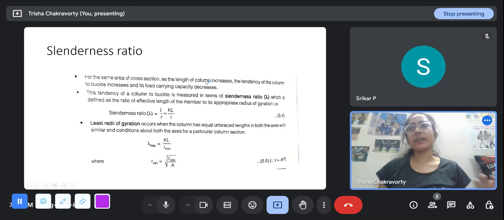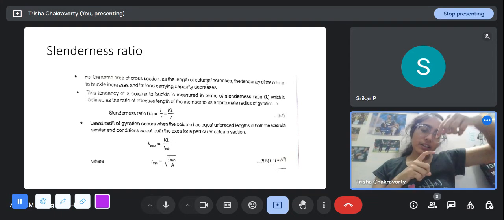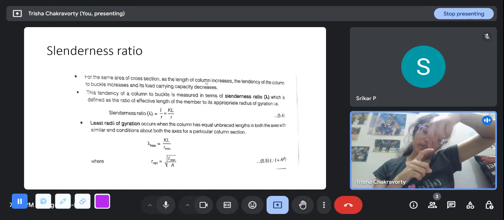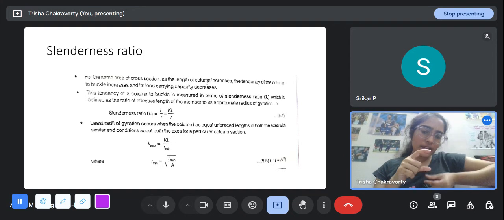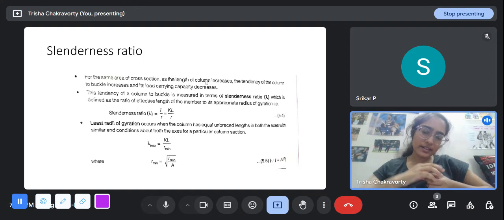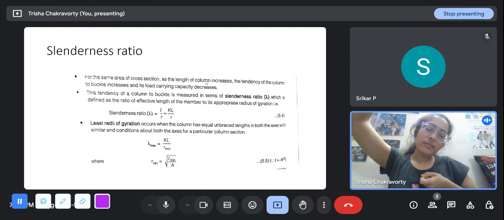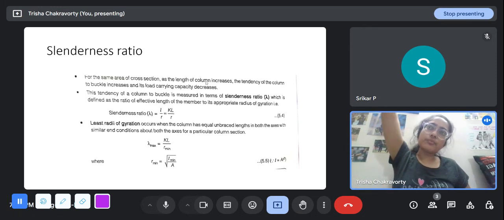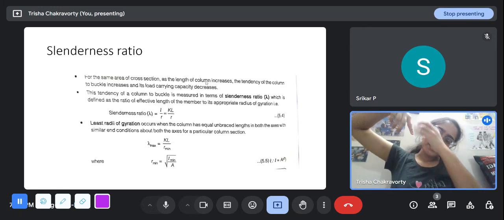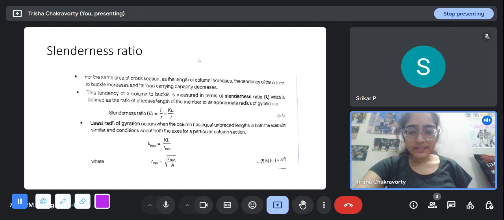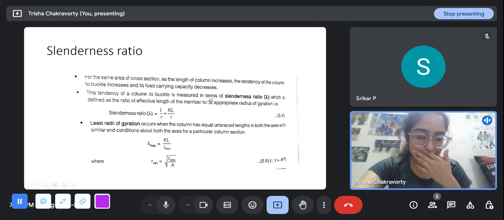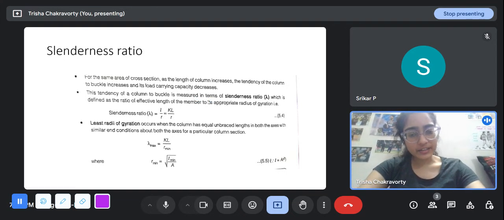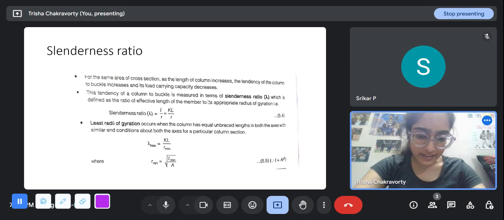You can perceive it quite easily if you have a short member. The majority of the force will be transferred as compression from one end to the other. But if it is a very long member, called a long or slender member, then if you put forces at either end, there's a tendency to buckle. So this tendency of a column to buckle is measured in terms of its slenderness ratio lambda, which is defined as the ratio of the effective length of the member to its appropriate radius of gyration.